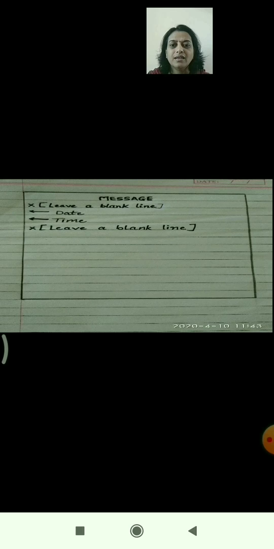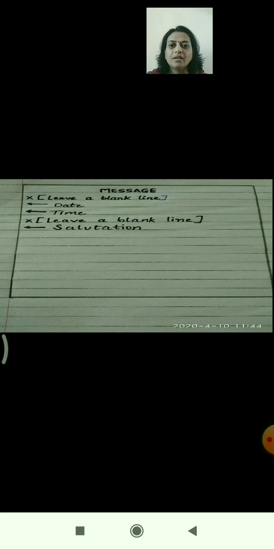Okay, now you have to write the salutation. That means to whom you are writing a message. Now keep it in mind, all these things which we have written on the left side of the page, the left side of the box. So date, time, salutation, all these three will come near the margin, touching the margin. You have to write all these things on the left hand side.